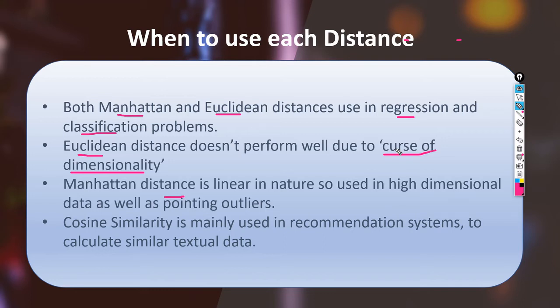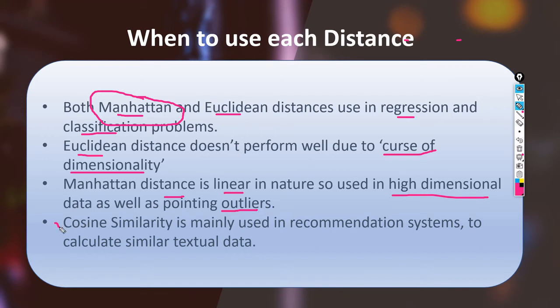So it's better to avoid Euclidean distance and use Manhattan distance instead, because Manhattan distance is linear in nature. There is no exponent term like Euclidean or other higher degrees of Minkowski, because the p-value is 1, so it's linear in nature. So it can be used in high dimensional data, and it is also useful for detecting outliers. I will cover outliers in a separate tutorial, like how to detect and handle outliers. For the time being, you can think of Manhattan distance as useful in high dimensional data as well as for pointing out outliers, because it is linear in nature.